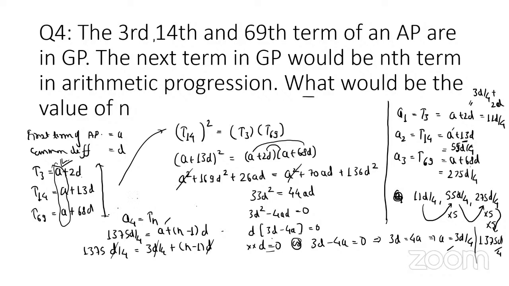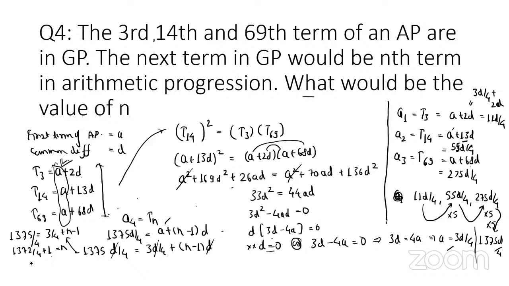Now, further solving the equation, we can get the value of n. Let's see what we get next. The equation will be 1375 is equal to 3 by 4 plus n minus 1. If we take 1 and 3 by 4 to the left hand side, we can get the value of n. Guys, this is also divided by 4. So if I take 3 by 4 to the left side, it's 1372 by 4, plus 1 has to be the value of n.